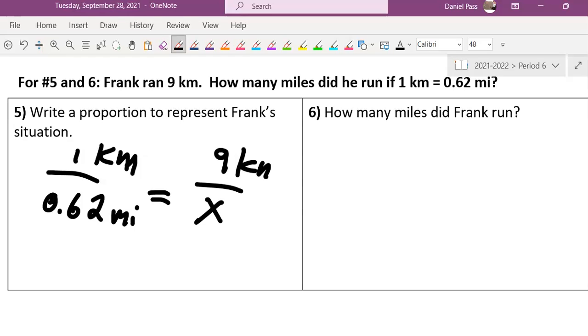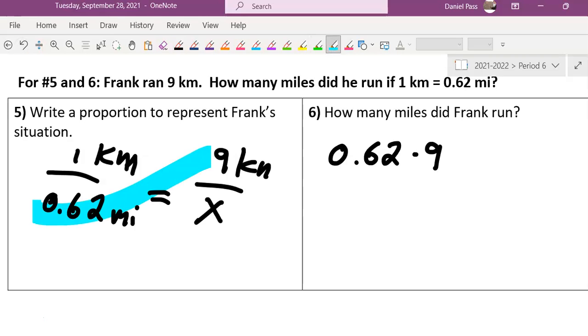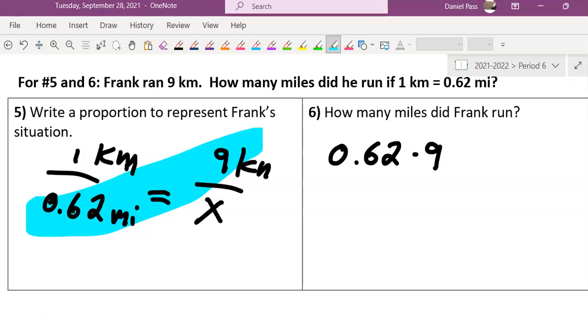I did the 0.62 times the 9. That's exactly right. I think you're talking really soft, but yes, 0.62 times 9, which is our diagonal here. Okay?